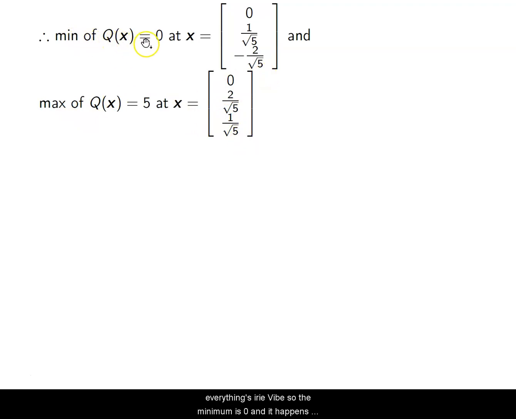So the minimum is 0, and it happens at this location, 1 over root 5, negative 2 over root 5, and the max is 5 at 0, 2 over root 5, 1 over root 5. And if you want to rationalize this, you can. At this point in your math career, I don't care too much.